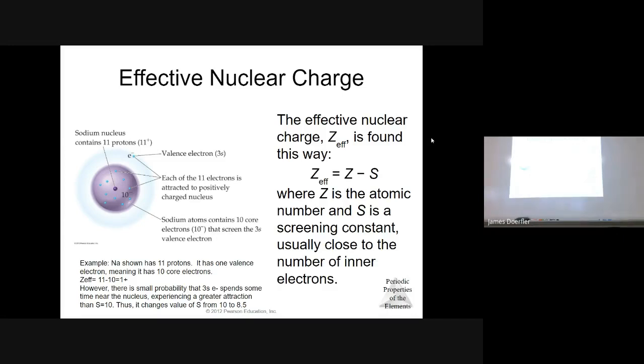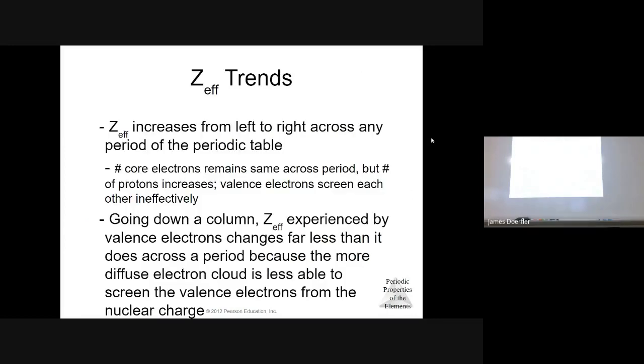And we're going to talk more about these core electrons, and more about the effective nuclear charge, on this next slide. Don't write anything yet. Let's talk about these trends, and then I'm going to show you how we translate that to our periodic table.